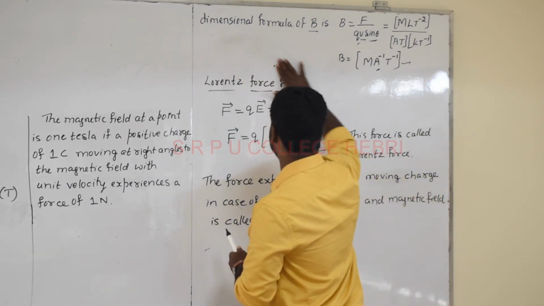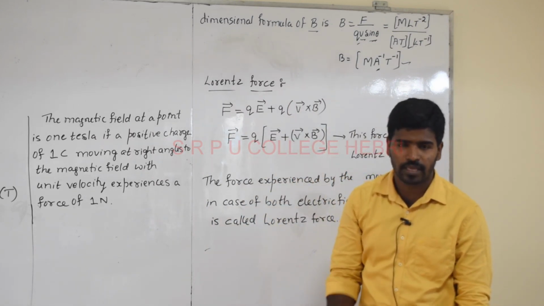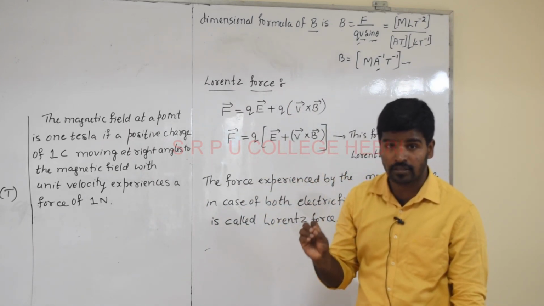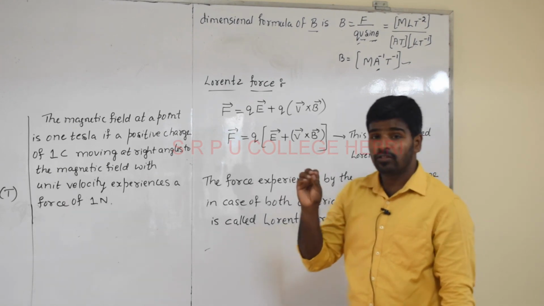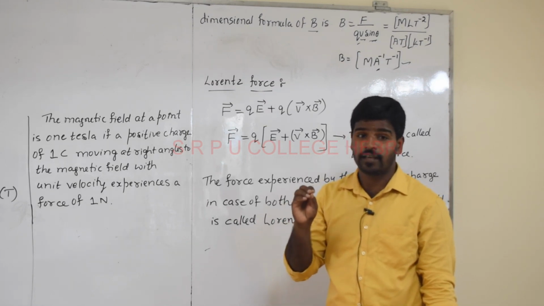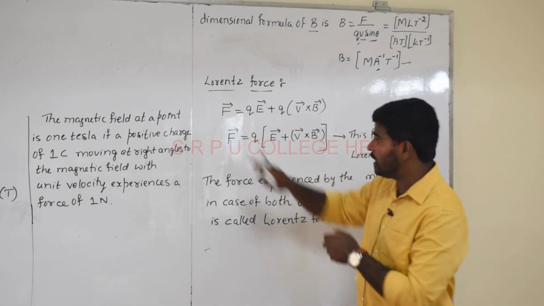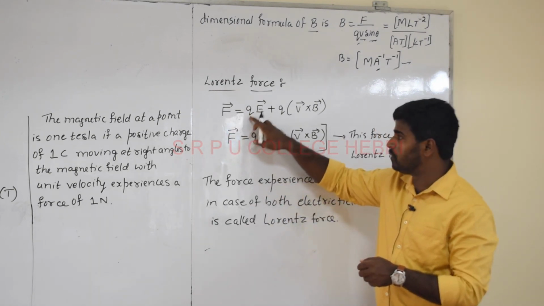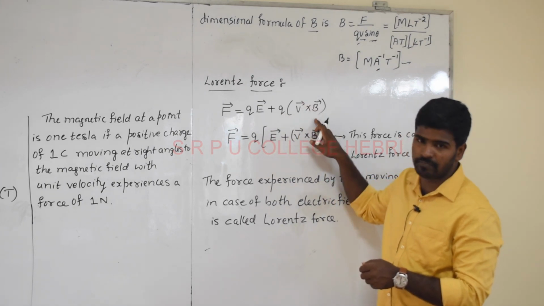The next very important concept is the Lorentz force. According to Lorentz, the scientist's name, the force experienced by the positive charge in case of both electric field and magnetic field is given by F vector is equal to Q into E vector plus Q into V vector cross B vector.